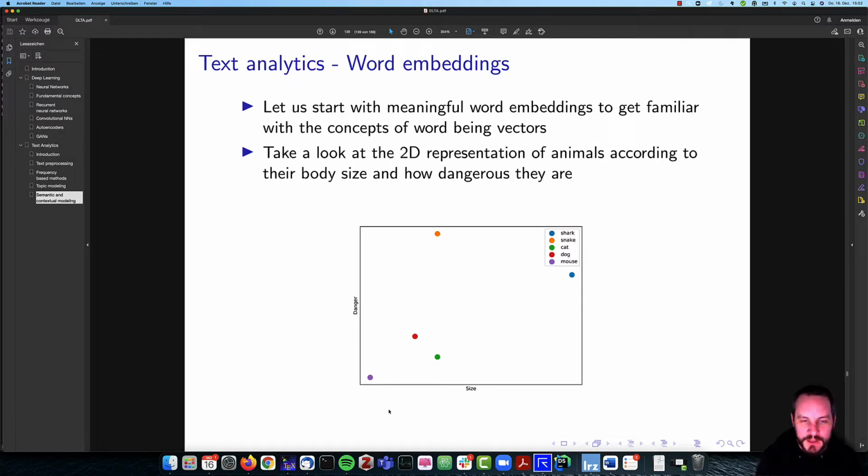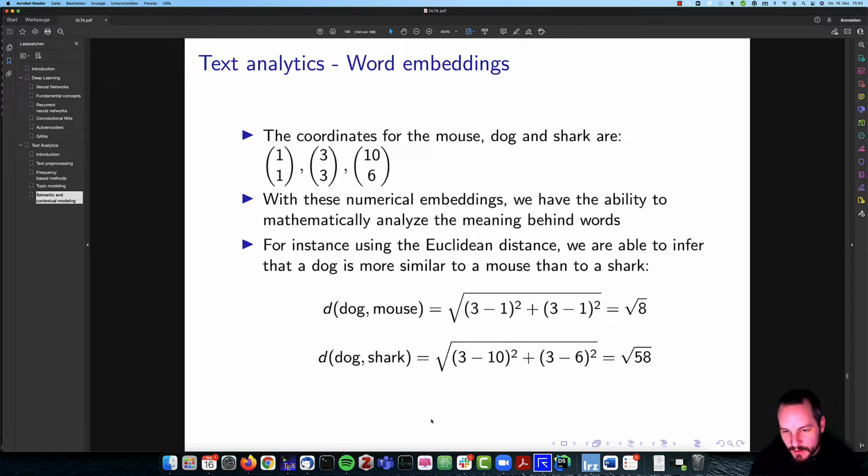So we have a word and we have certain numbers that represent the word. And the similarity of vectors, which we'll come to in a minute, works as already explained in past videos: when we have vectors, we can quantify the similarity between them by using concepts such as the Euclidean distance or, for instance, cosine similarity. If we take a look at the Euclidean distance here, we will find that the dog and the mouse are more similar to each other than the dog and the shark.